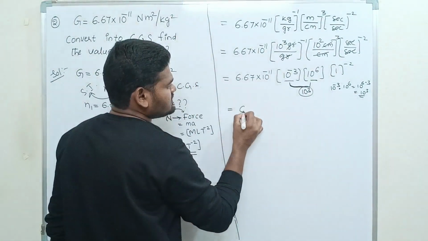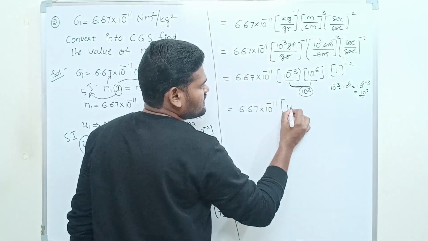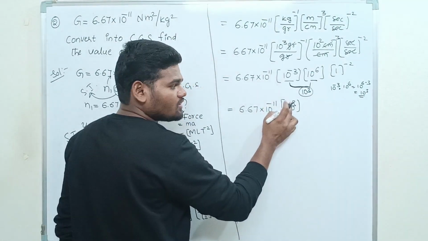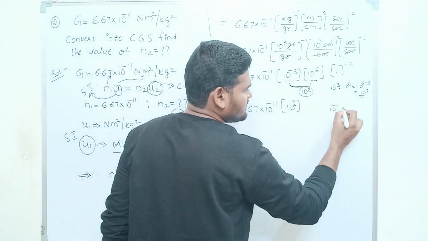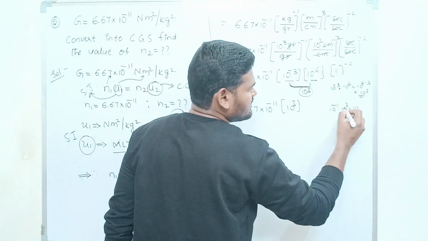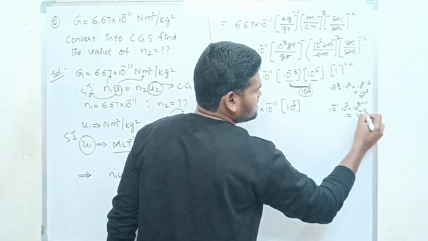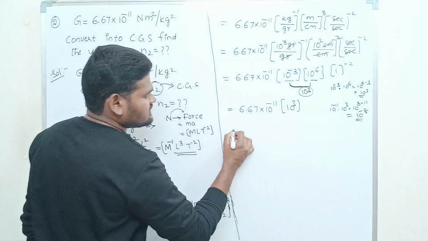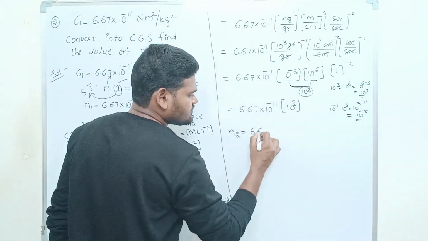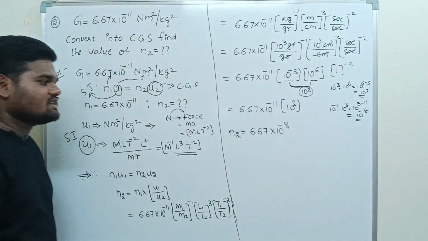So which is equals to 6.67 into 10 to the power of minus 11 into 10 to the power of 3. So base is same, powers will be added. 10 to the power of 3 minus 11. 3 minus 11 means 10 to the power of minus 8. So finally we got G2 is equals to 6.67 into 10 to the power of minus 8.